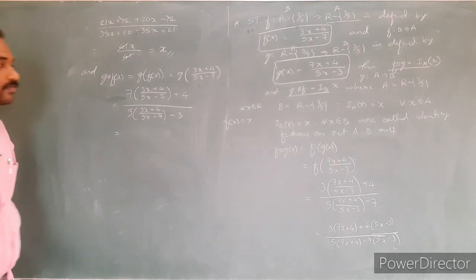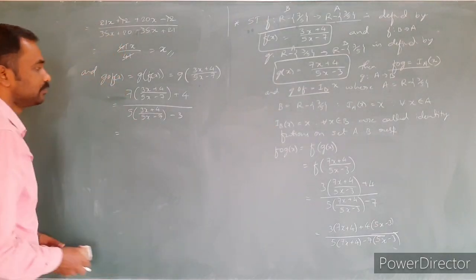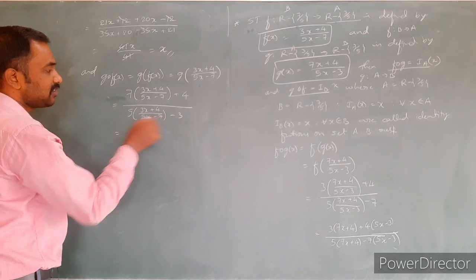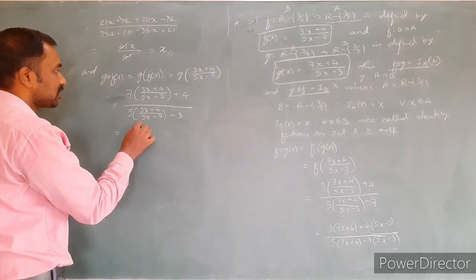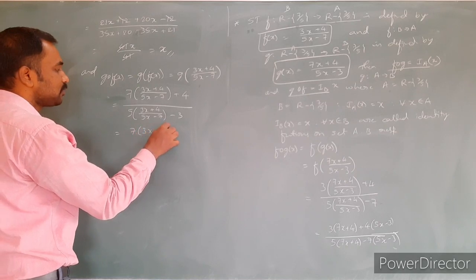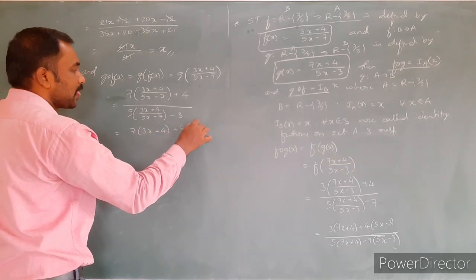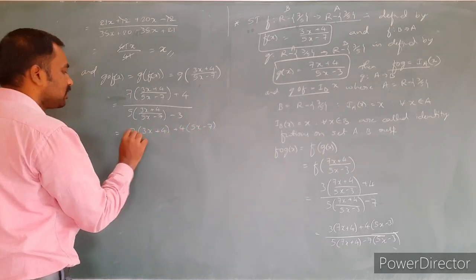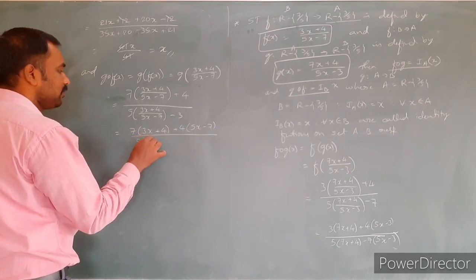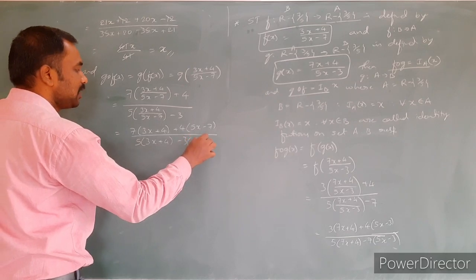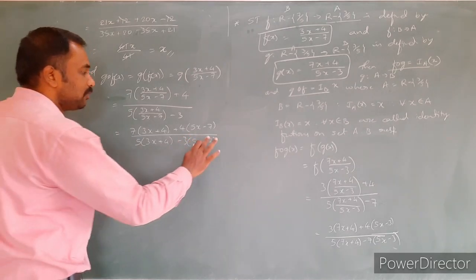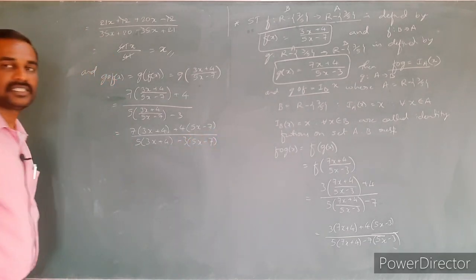Yes. So here 5x minus 7 is the LCM for the numerator as well as the denominator. 7 into 3x plus 4 plus 4 into 5x minus 7, whole thing divided by 5 into 3x plus 4 minus 3 into 5x minus 7. Open the bracket, simplify, we will get the answer.